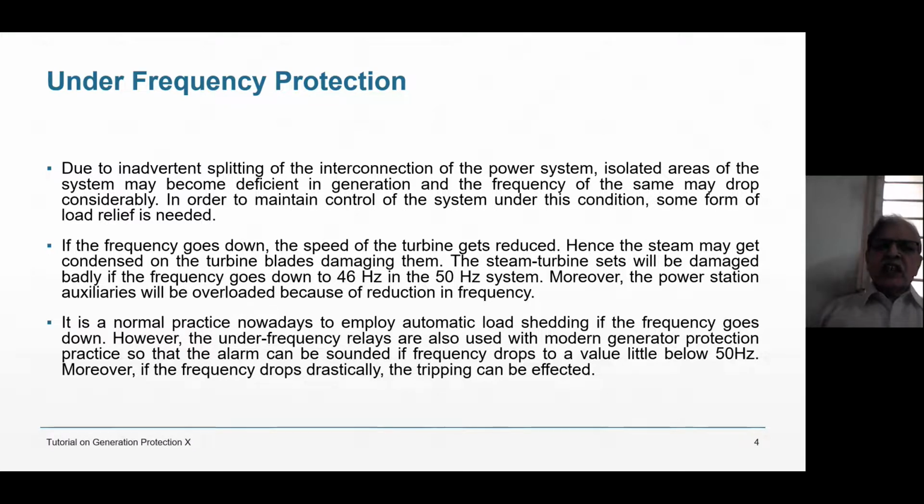It is said that if the frequency is less than 49.7 or 49.6, or if it goes below 46 hertz, then the life expectancy of the turbine reduces. That means if the turbine is designed for 15 years, then it will live only for 10 years. Therefore, for these conditions, as I told you, automatic load shedding is used for the frequency protection.